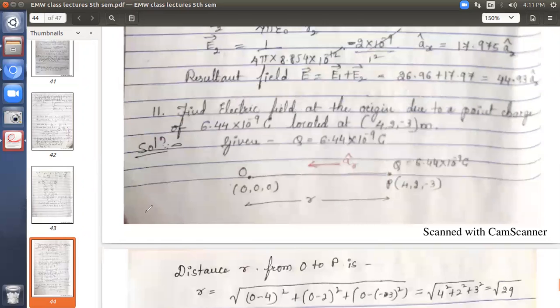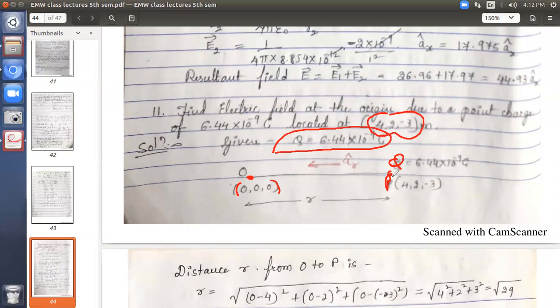So can I represent this in the form of a diagram? First list the data. Charge is given to you, which is a positive value. Now there is one origin point. Here the coordinates are 0, 0, 0 obviously. And there is a charge at the point 4, 2 and minus 3 meters. So 4, 2, minus 3 is the point given for the charge, where the charge is kept.